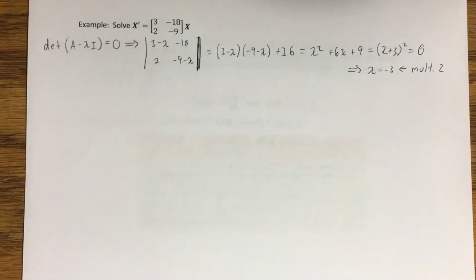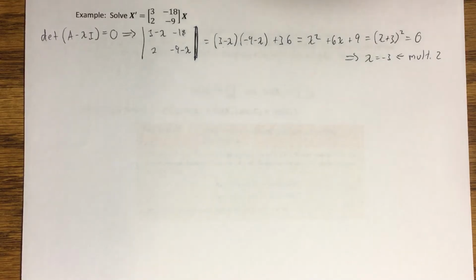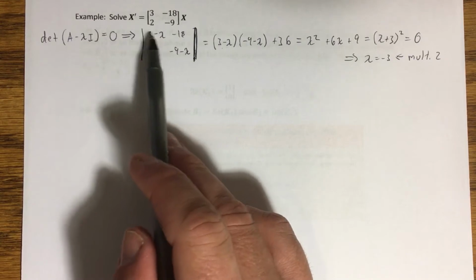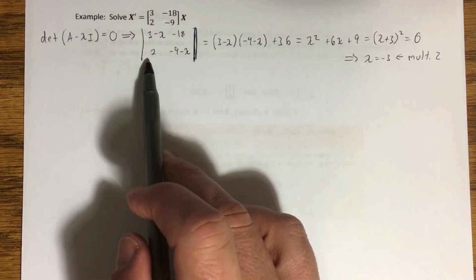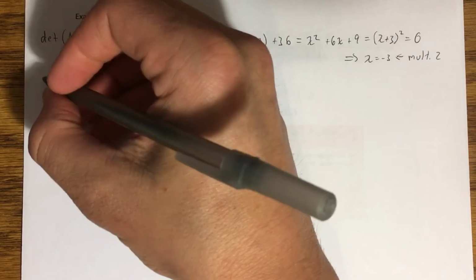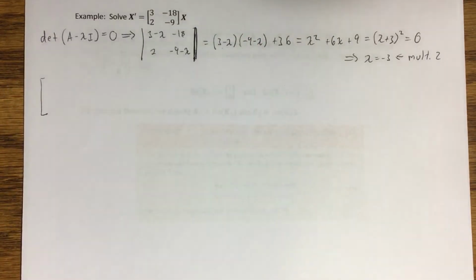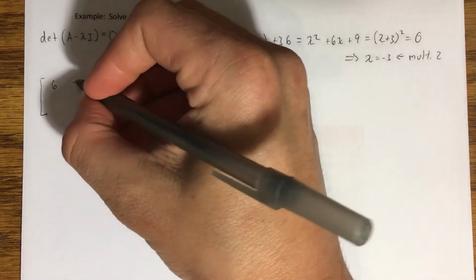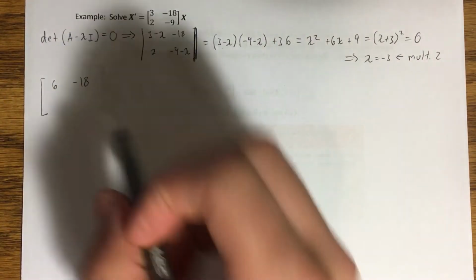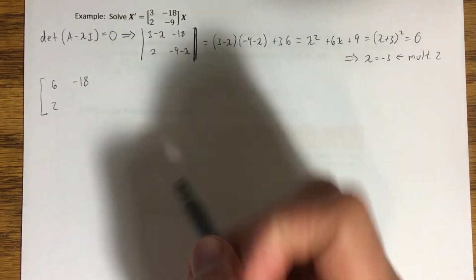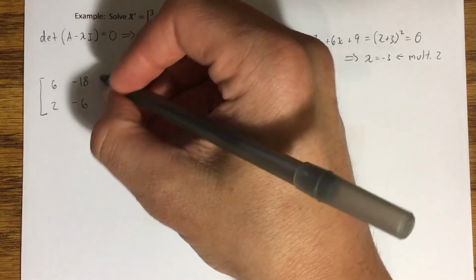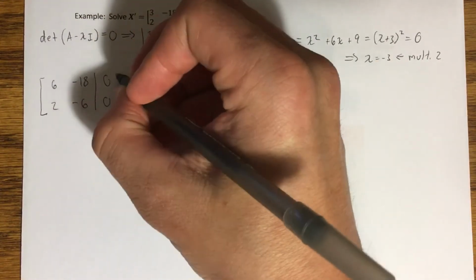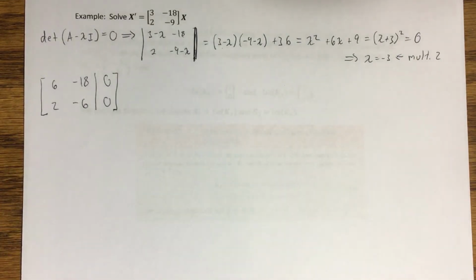Okay, now we're going to attempt to find eigenvectors. So we go back to our matrix, before making it into a determinant, plug negative 3 in for our lambdas, and I'm going to use an augmented matrix like in my last example. So 3 minus negative 3 would be 6. I have negative 18, 2, negative 9 minus negative 3 would be negative 6. And I use the vector 0, 0. This is how I find an eigenvector.